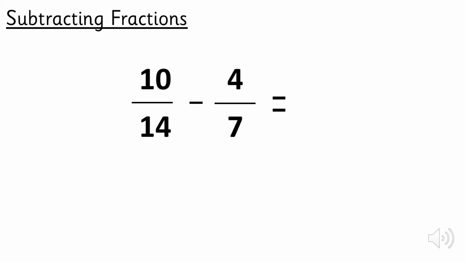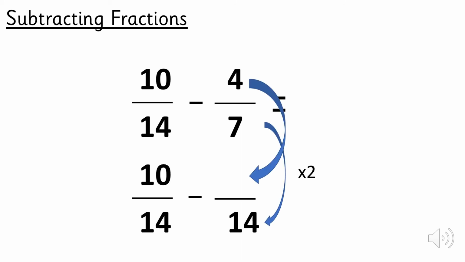Let's look at a trickier example. 10/14 subtract 4/7. What's my first step? My first step is to give them a common denominator. What can 7 and 14 both fit into? They can both fit into 14, of course. 10/14 doesn't need to change. Subtract. What has happened to 7 to get to 14?